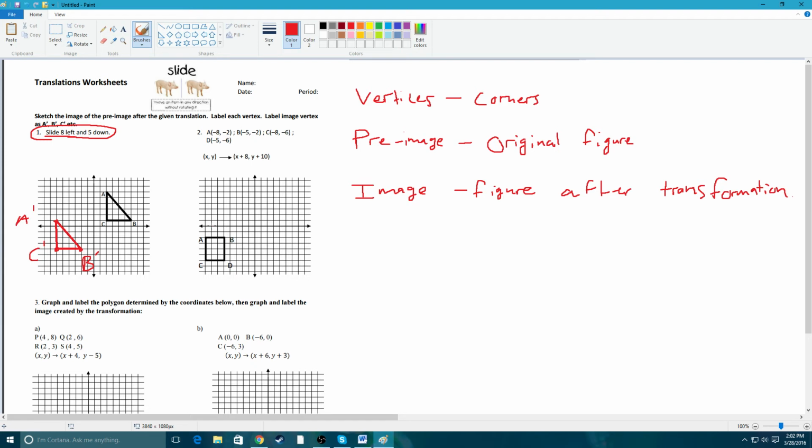Okay, so we're going to start at A, and we're going to follow this rule. This rule says that we are going to add 8 to X and add 10 to Y. Remember, since it's positive, we're going to be going in the right direction for X and the up direction for Y. So A is going to move up 1, 2, 3, 4, 5, 6, 7, 8, 9, 10, and to the right 1, 2, 3, 4, 5, 6, 7, 8. And we're going to call that A prime.